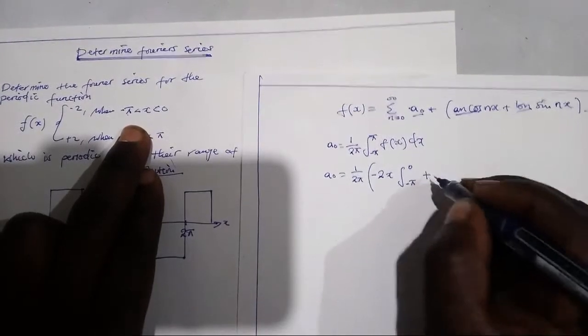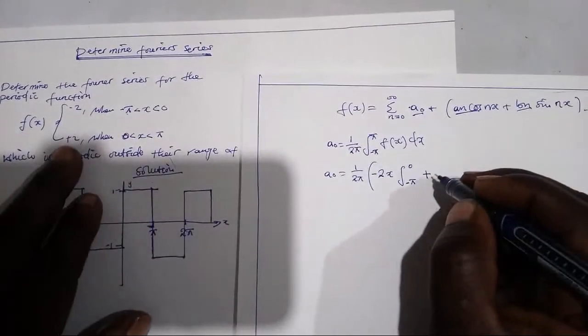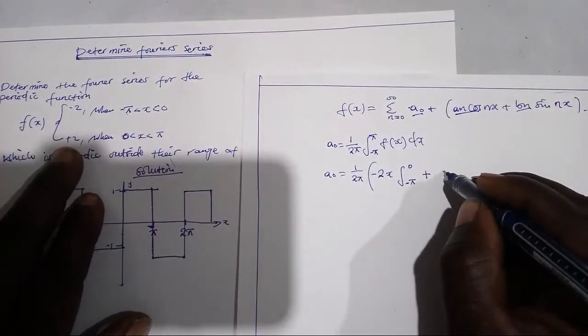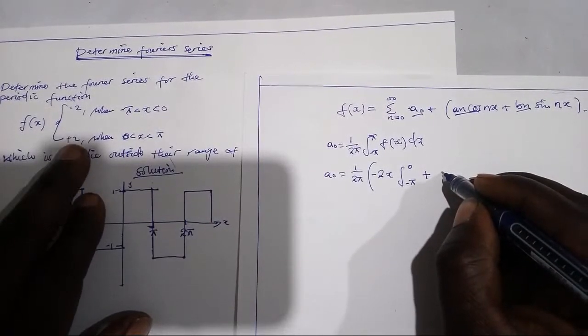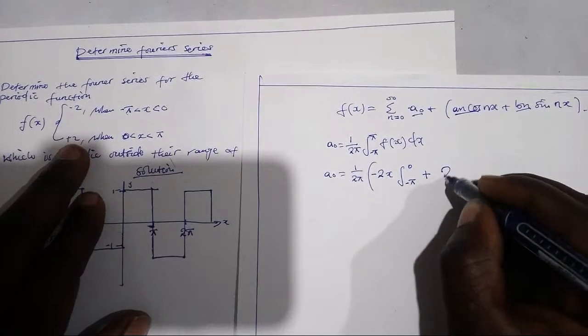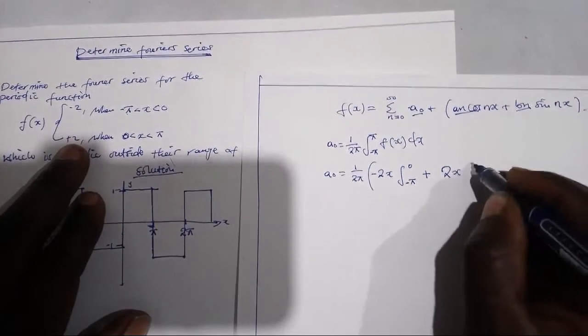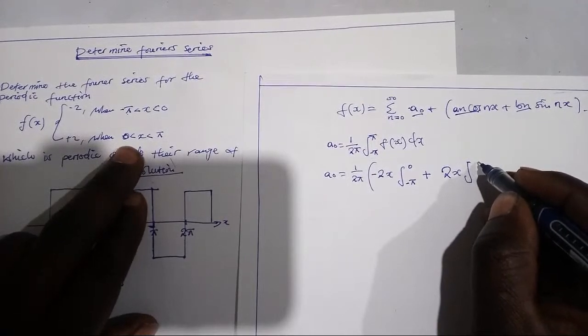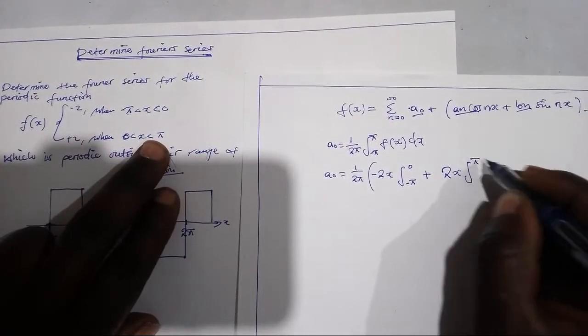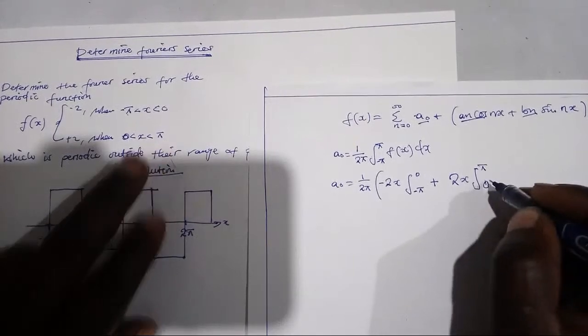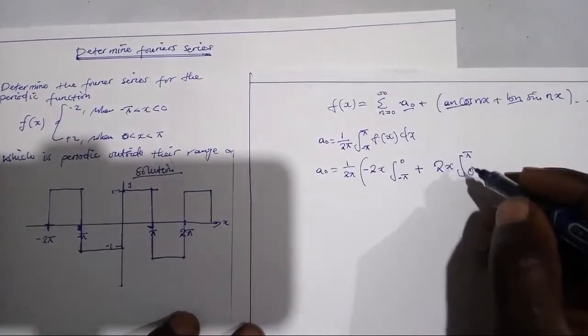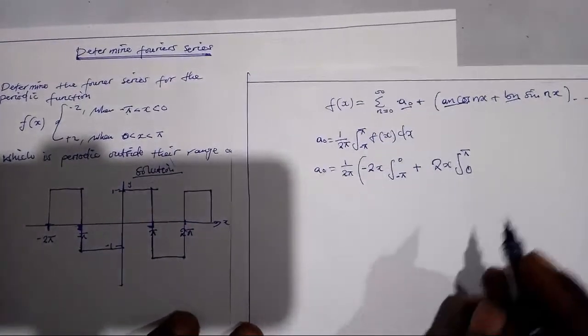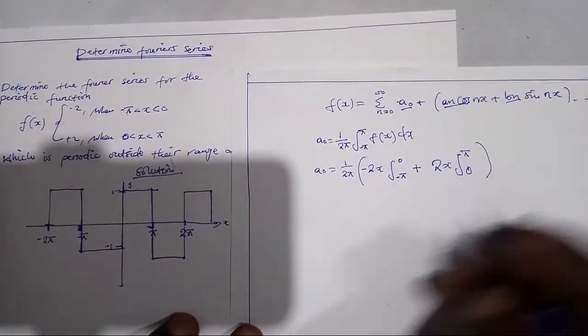Then you add plus this value which you are seeing here: when you integrate 2, you are going to have 2x. The integral follows this range too: the upper limit is pi, and the lower limit is 0. Then close bracket.